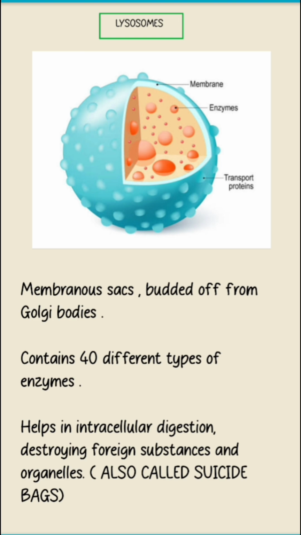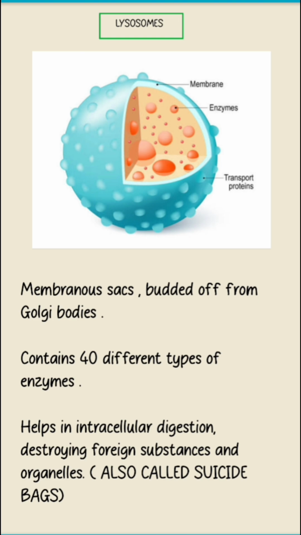It is actually budded out from the Golgi bodies. So you can say that endoplasmic reticulum will produce Golgi bodies and Golgi bodies will give rise to lysosomes at a later stage. And lysosomes, in order to digest so many different types of substances, consist of 40 different types of enzymes which aid in its function.